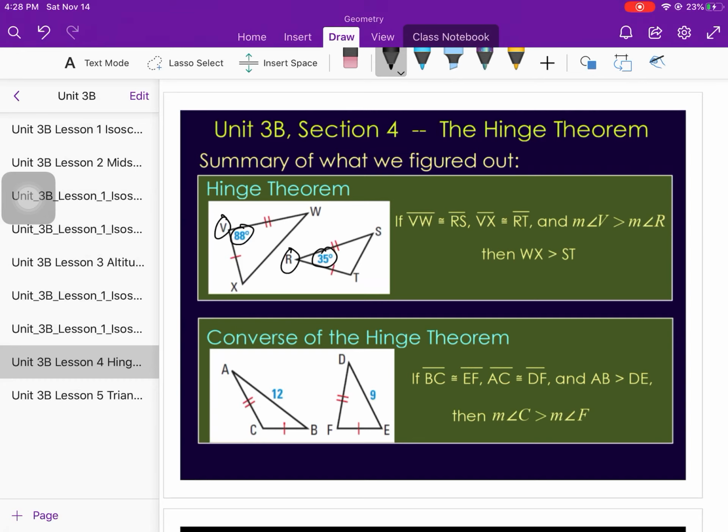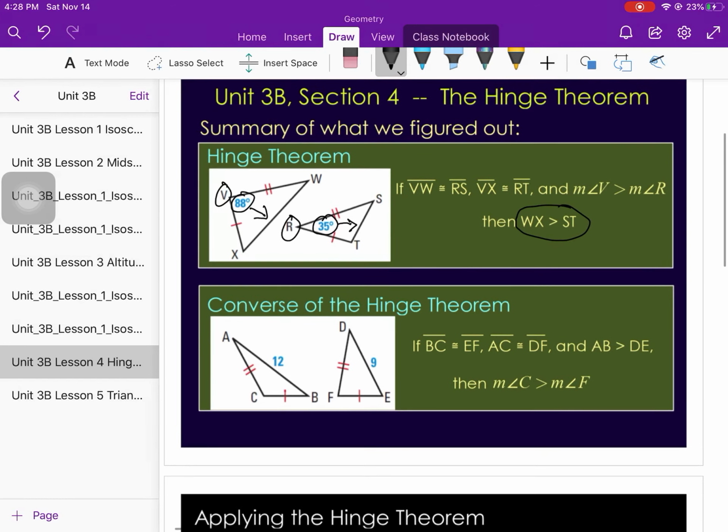Now notice, because 88 degrees is bigger than 35 degrees, the angle across from it, XW, has to be greater than TS. So that's what we can conclude, this part right here, because of the angle difference. The converse to this Hinge theorem is that if we know the side across from two angles, the bigger of the sides has to have the bigger angle opposite of it.